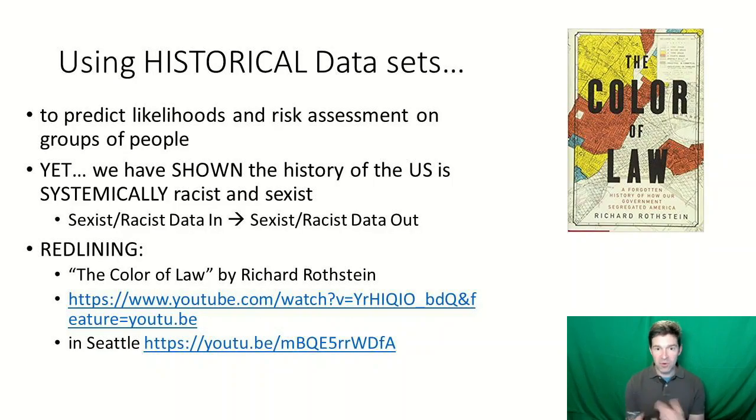So going even further into modern times, we think about the banking industry and redlining. In the 20th century, this has a huge impact on the financial inheritance of different groups. What people claimed was they were using historical data sets to predict likelihoods and risk assessment on groups of people. The problem is we've already established that we've got a system here that's pretty sexist and racist. And when you put racist and sexist data into an analysis, you're going to get sexist, racist data out. And this really led to the phenomenon of redlining.